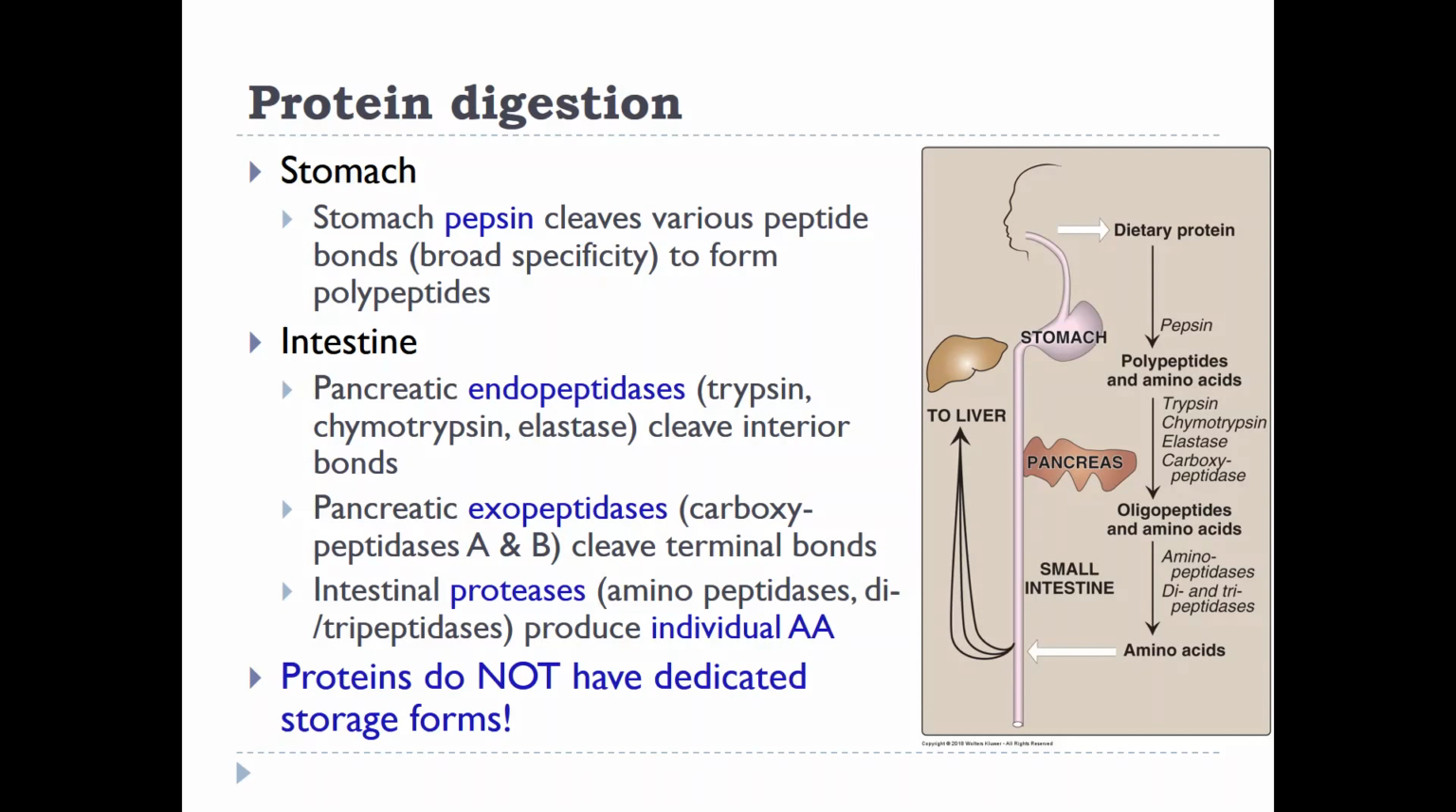What's important to remember is the fact that proteins do not have a dedicated storage form, like carbohydrates have glycogen and lipids have triglycerides as a storage form. They are not stored for future use. They are used up in whatever processes they are currently needed for.